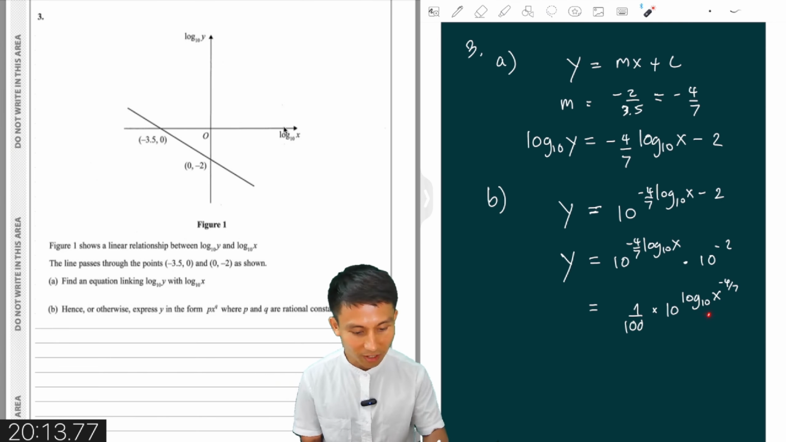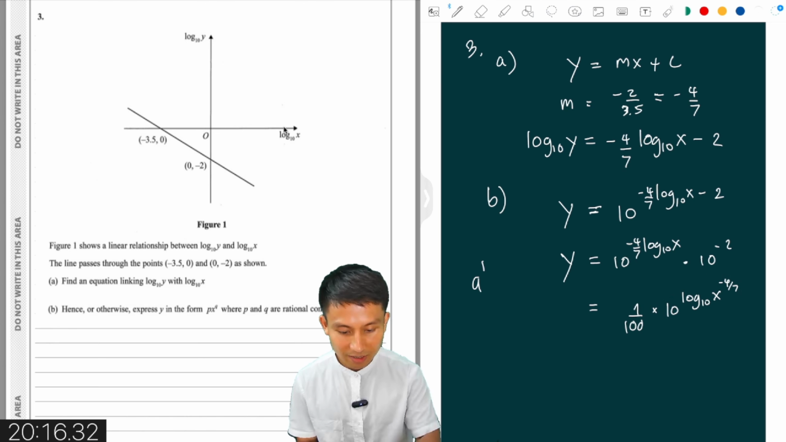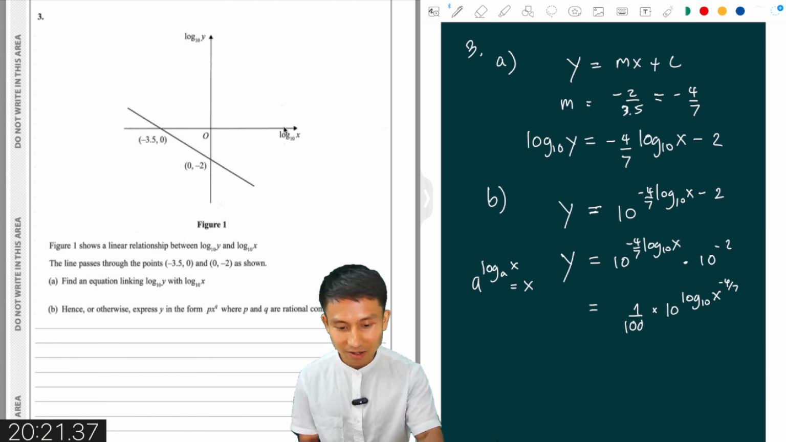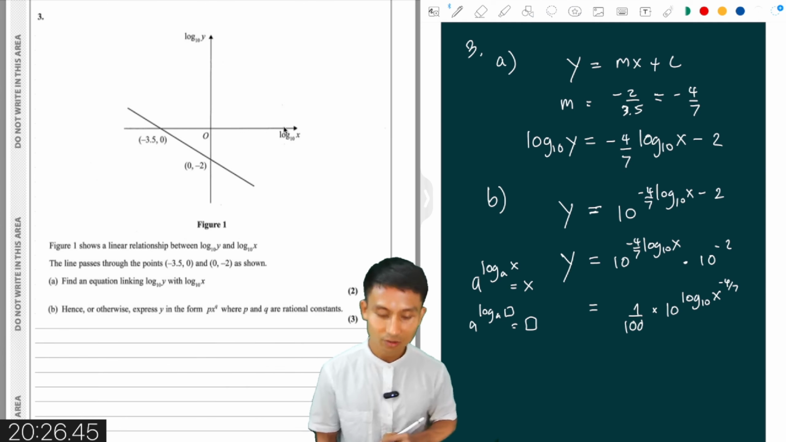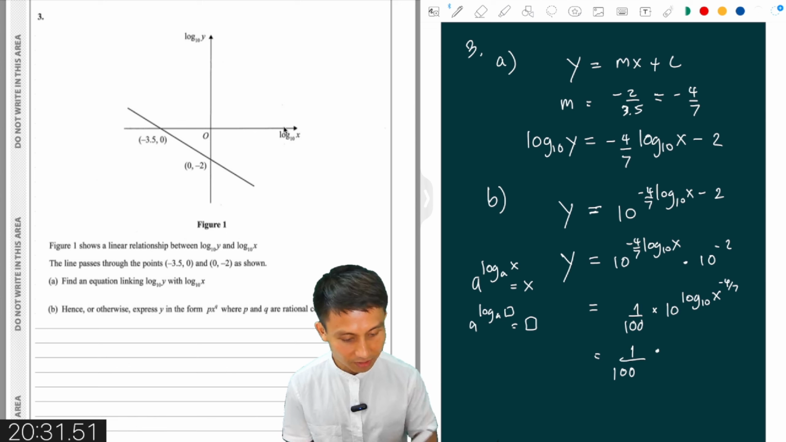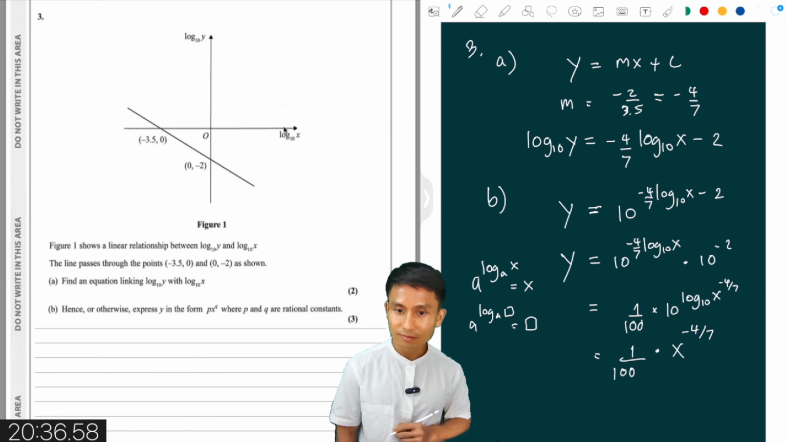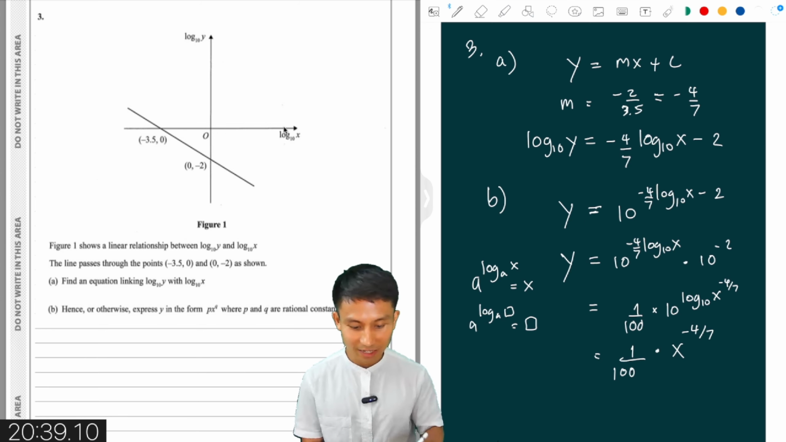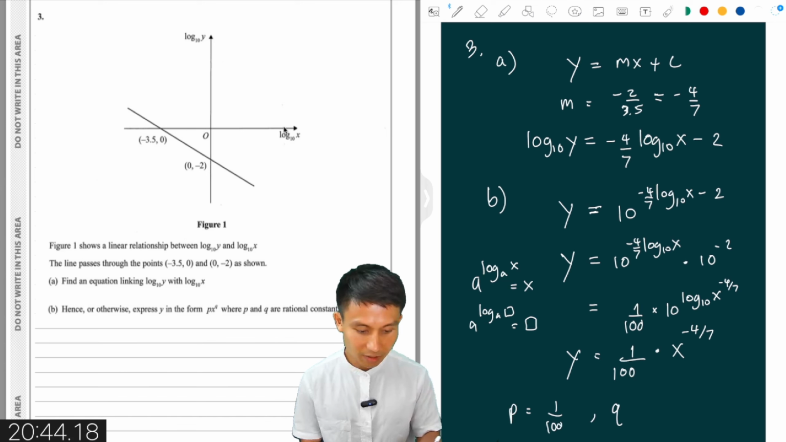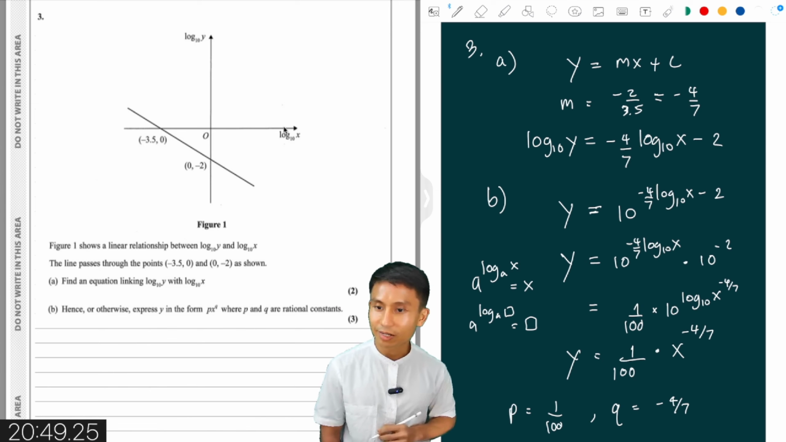Now how do we do this? Well, another log property: if you have a to the log base a of x, that's going to be x. A to the log base a of anything is that thing, right? So this is 1 over 100, and looking at the right term there is just x to the minus 4 over 7. And I think we already got that. So that's done. So this is where p equals 1 over 100 and q equals minus 4 over 7. So I think I'm going to call it at that.